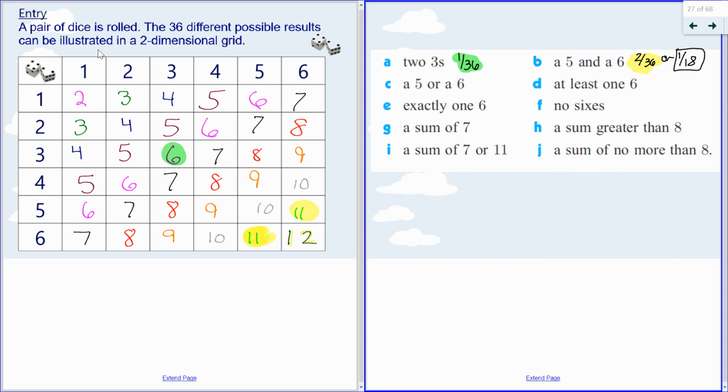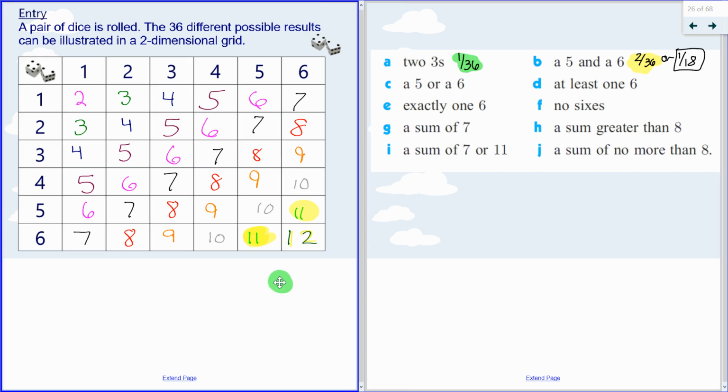Next, for C, it says, what's the probability? Again, you've rolled 2 dice. So look at the entry. It says a pair of dice is rolled. What's the probability that you get a 5 or a 6? Or is a lot less restrictive.